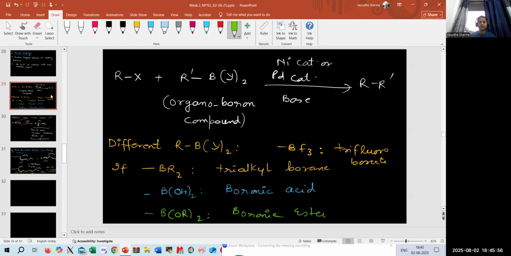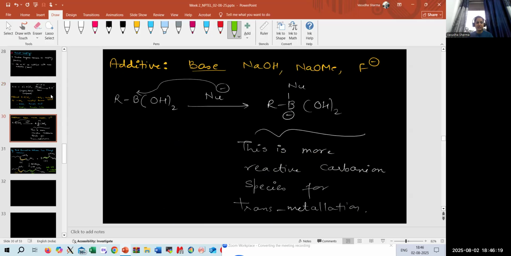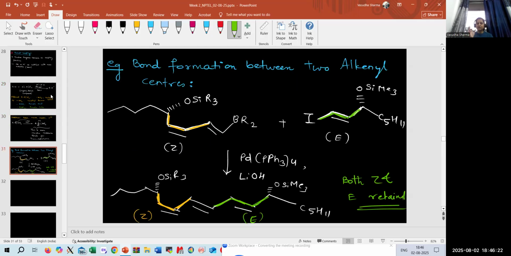Then we move to the Suzuki reaction where organoboron compounds are the coupling partners, and there can be nickel catalyst or palladium catalyst. This involves a base because it has to activate a more reactive R minus carbanion, which can help in the transmetallation step very quickly. With respect to the different boron substituents, the names are different. And then we saw how the bond is formed between two alkenyl centers and how the geometry has been retained. If we start with Z and E, it gives Z and E configuration in the product as well.